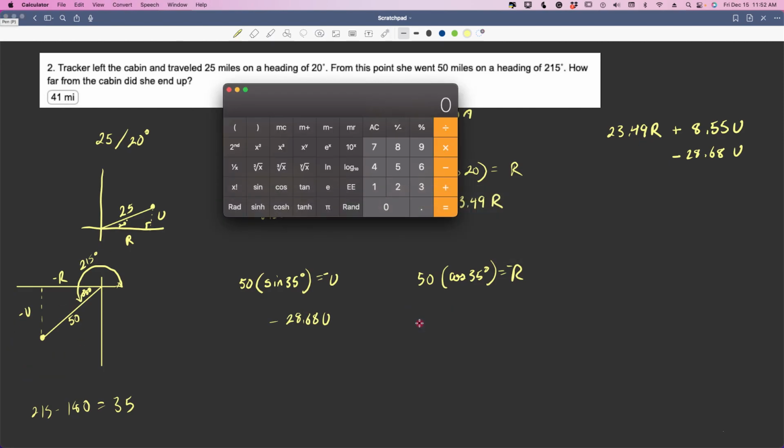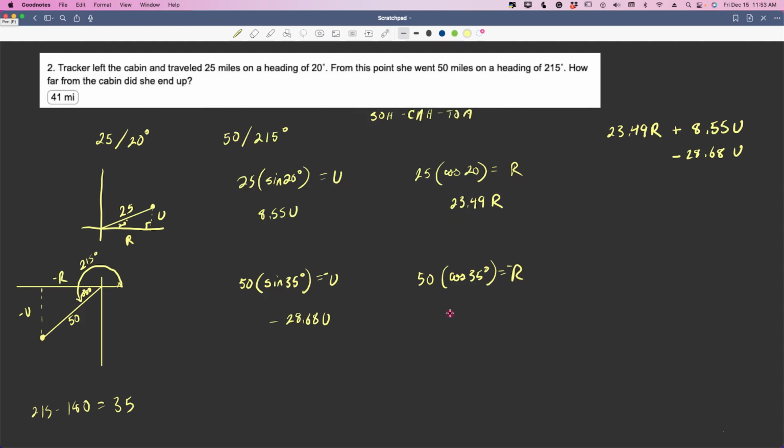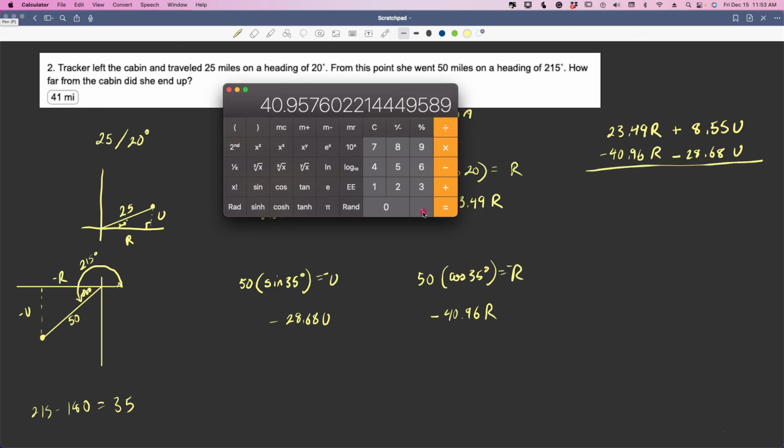So now we can do the same thing here. 35 cosine times 50 is going to be 40.9. We're going to round that to 6. So 40.96. 40.96, and it's going to be negative r. So negative 40.96 r. So now that they're stacked, we're going to do the math, right?